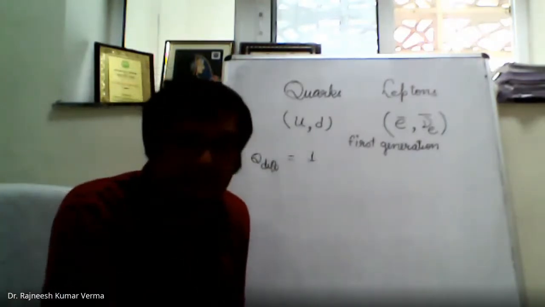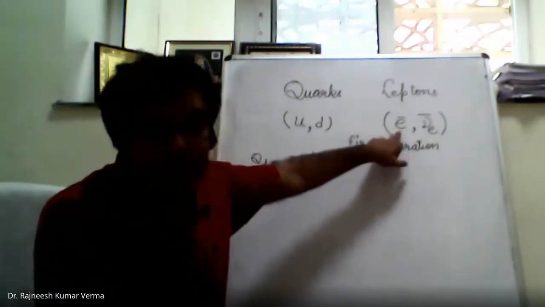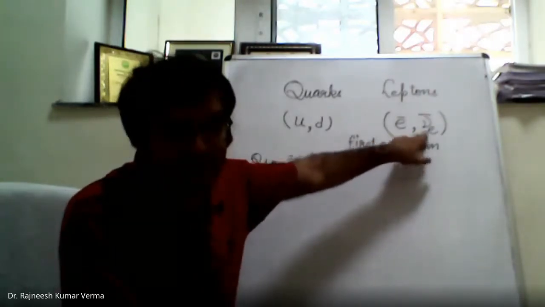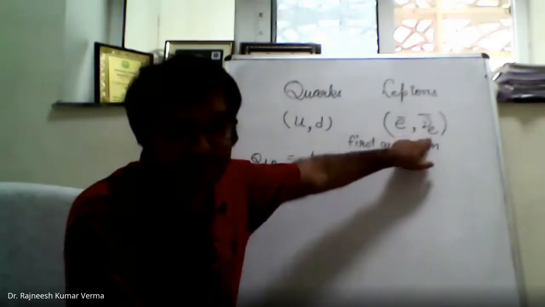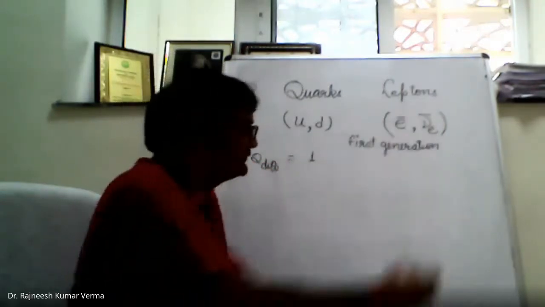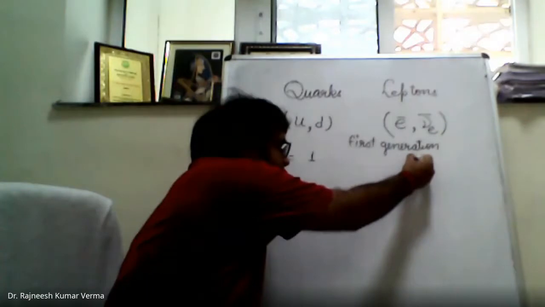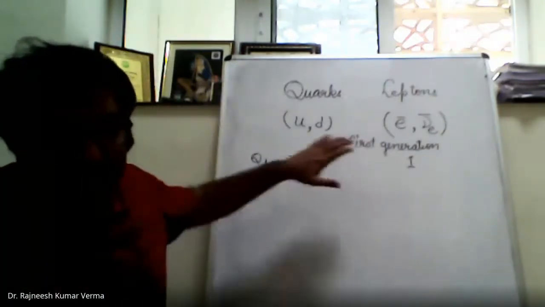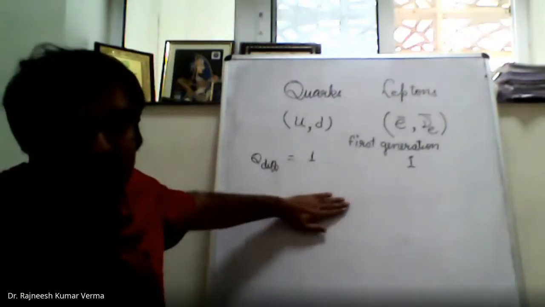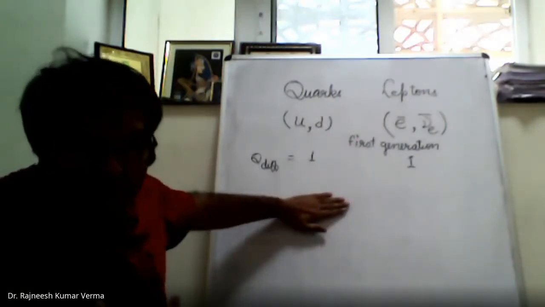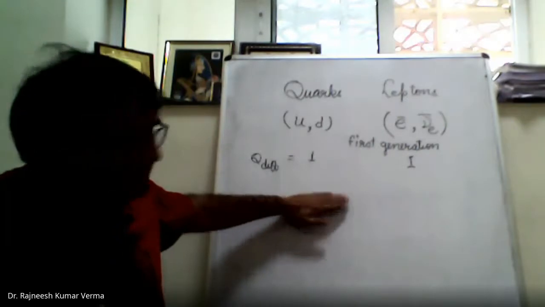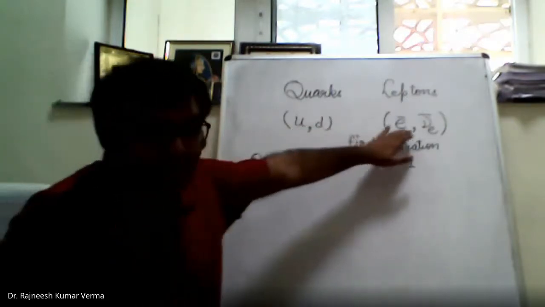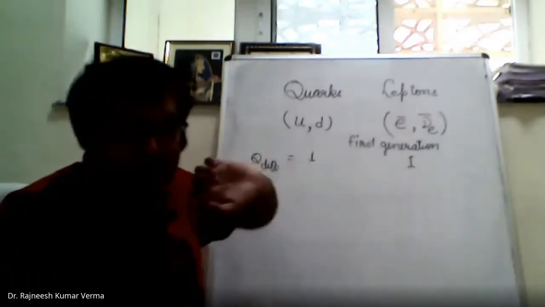Charge difference is of 1 unit. Likewise, electrons have -1 charge. Neutrino have 0 charge, so charge difference in these two particles is 1 unit. So the first generation of the particles, in which we claim that the entire world is composed of two things, up-down quark and electron and neutrino.